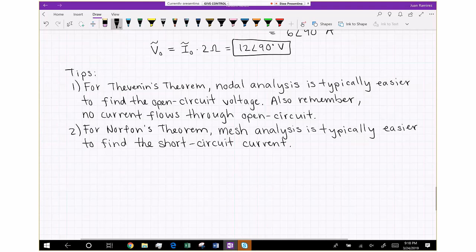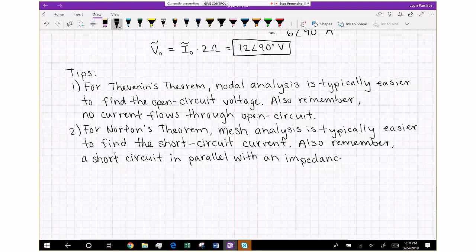Okay? So, also remember, a short circuit in parallel with an impedance will nullify it. Okay, and let me give a quick example of that.